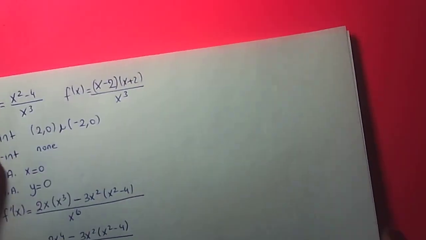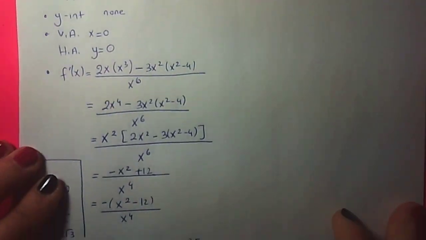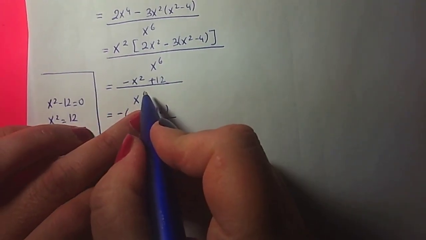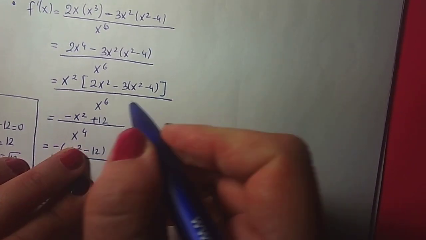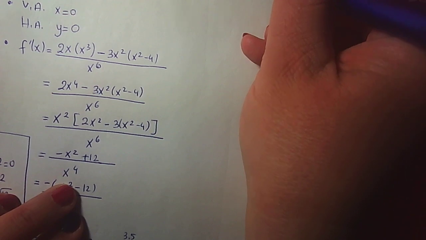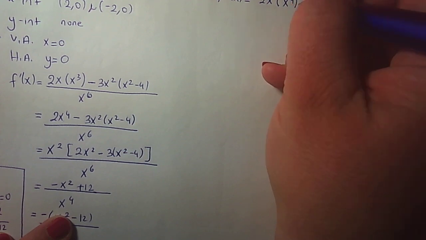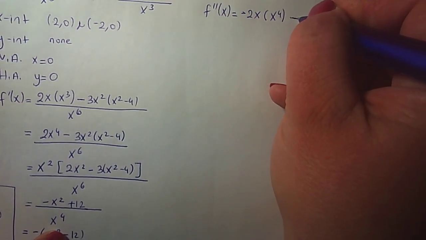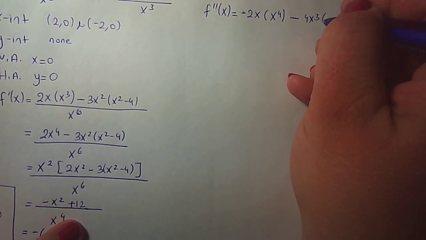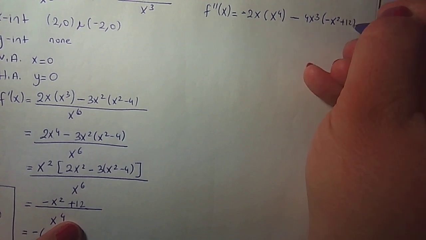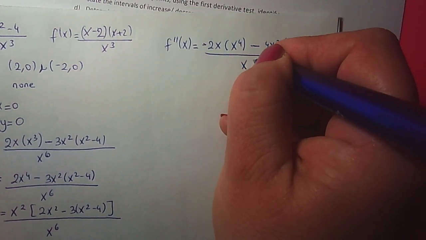Now let's go check the second derivative. I'm going to use, of course, the first derivative here, and then take the derivative of the first derivative. Okay, derivative of numerator, negative 2x, times the denominator, x to the power of 4, minus derivative of denominator, 4x cubed, times the numerator, negative x squared plus 12, over square of the denominator, we get x to the power of 8.